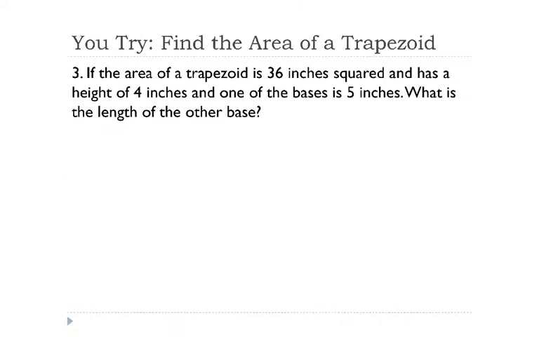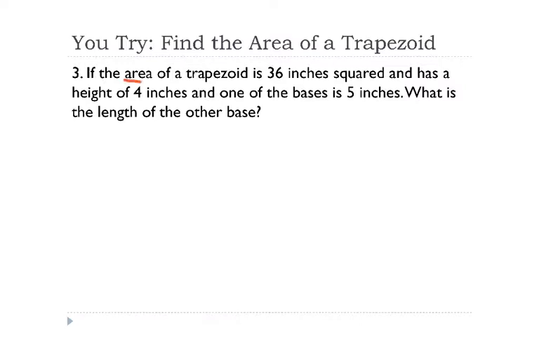All right, so then the next part that we're going to do is where it's a word problem. So they don't give you the figure now. So let's just read it. So if the area of a trapezoid is 36 inches squared and has a height of 4 inches, and it says one of the bases is 5 inches, what is the length of the other base? So the question is asking you to find the length of the other base, meaning you only know one of your bases. So let's highlight the important parts.